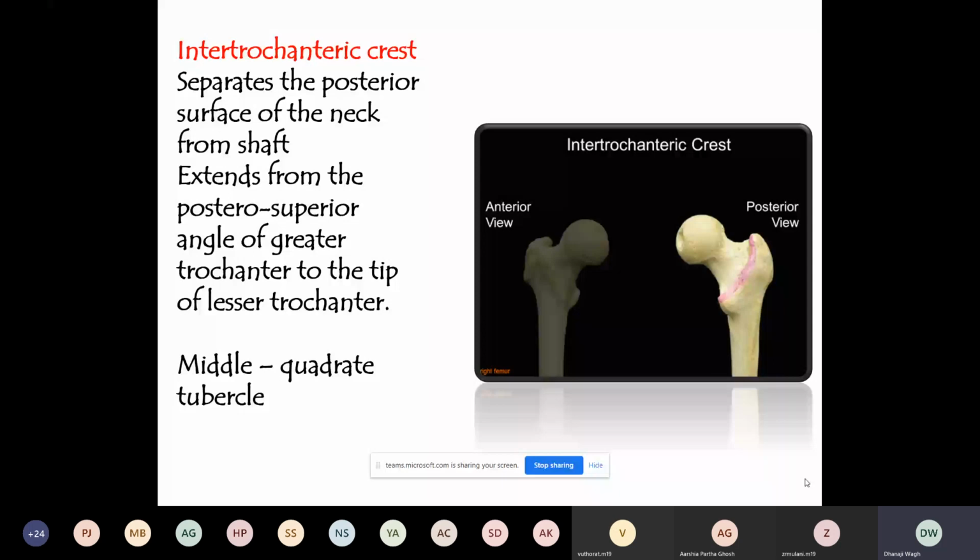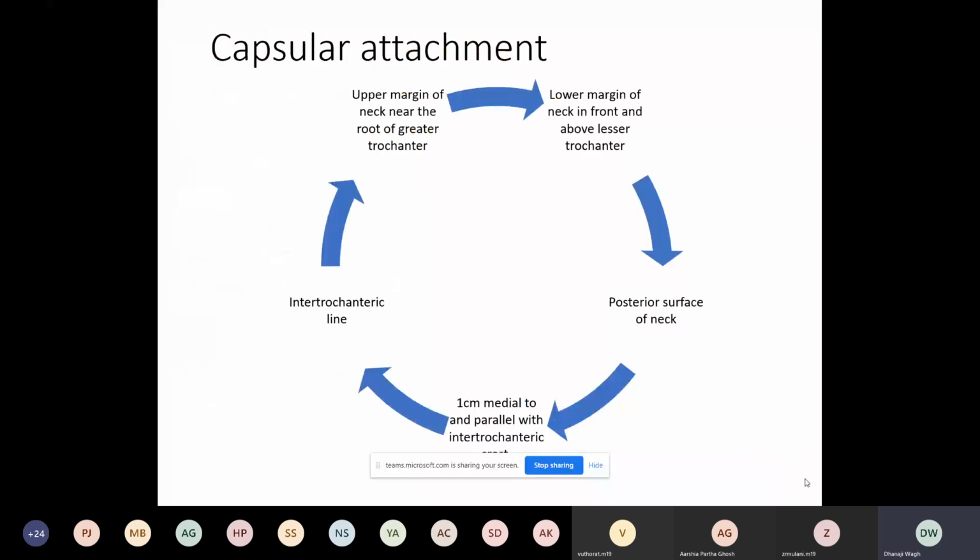Now there is the capsular attachment. You can start from this anteriorly at the intertrochanteric line. It is intracapsular, then the upper margin of the neck near its root at the greater trochanter. Then it covers the lower margin of the neck in front and above the lesser trochanter. Then it goes on the posterior of the neck, 1 centimeter medial to and parallel with the intertrochanteric crest.